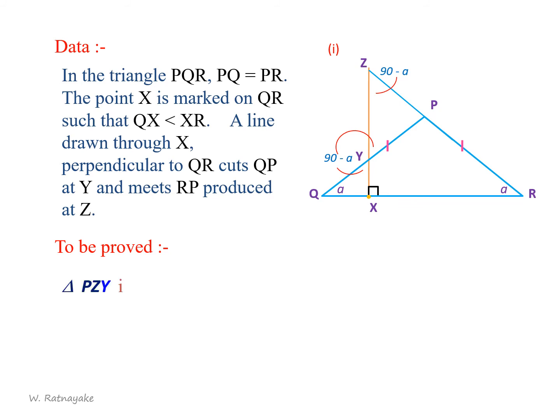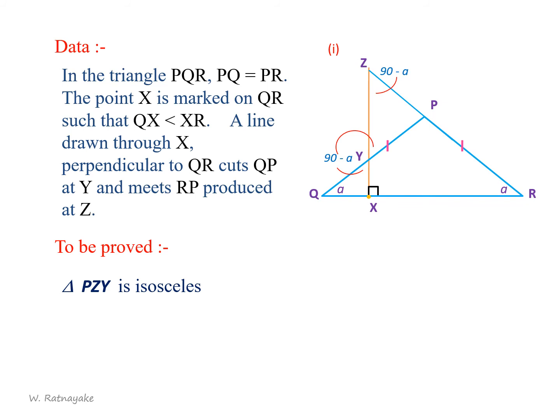Now here these two interior angles are each 90 minus A. That means those two interior angles are equal. Then easily we can decide that the triangle PZY must be isosceles, because two interior angles are equal, so the sides opposite to those two equal angles also must be equal. That means PZ must be equal to PY, so the triangle PZY must be an isosceles triangle. So now mentally we have already done the proof.